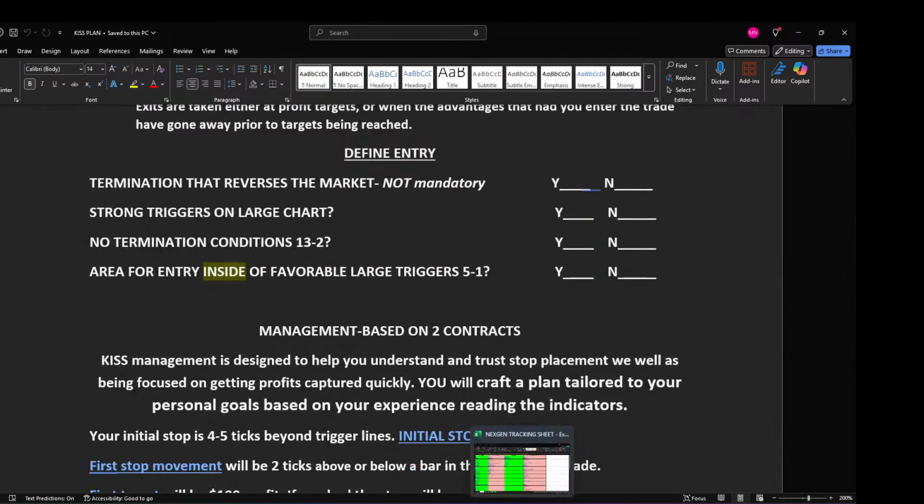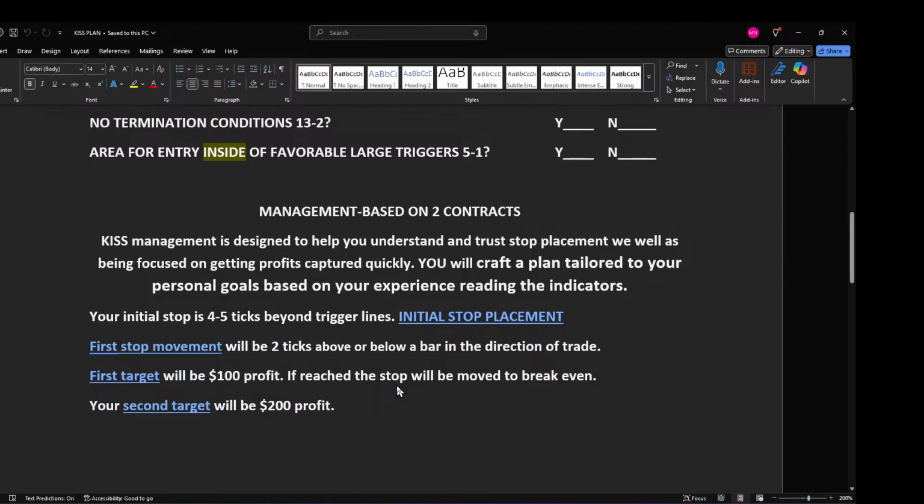And then, here comes the scary part. You've got to do something with that great entry. You've got to manage it now. And KISS management, the written management plan, is designed to help you understand and trust stop placement using that phrase, where the market should not go. It's also focused on getting you profits quickly, getting you paid. That's the goal of day trading, guys. The goal of day trading is to get paid.